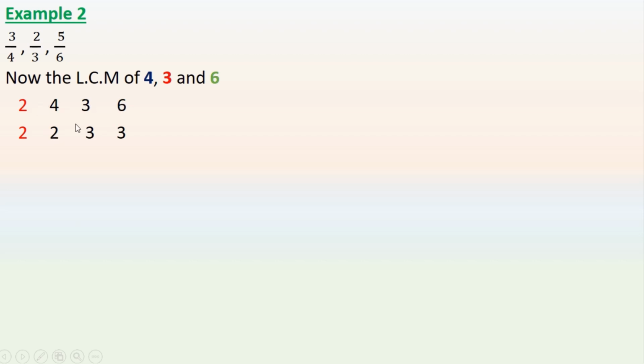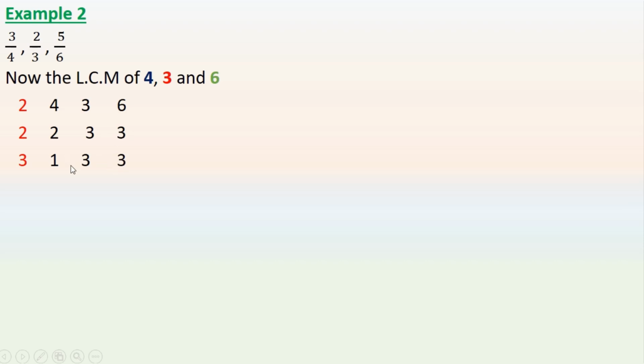6 divided by 2 gives me 3, so I'll repeat my 3, 3, and 2. Then I'll come to the next step. What number can divide 2, 3, and 3? I'll begin with the 2. 2 can divide 2 one time, so I have my 1 here, but 2 cannot divide 3, so I'll repeat my 3 down. 2 cannot divide 3, I'll repeat my 3 down.